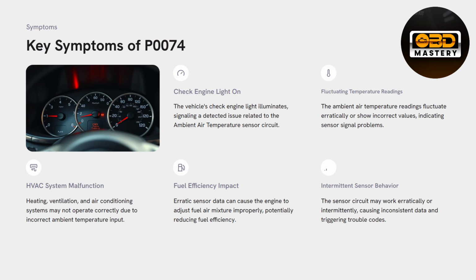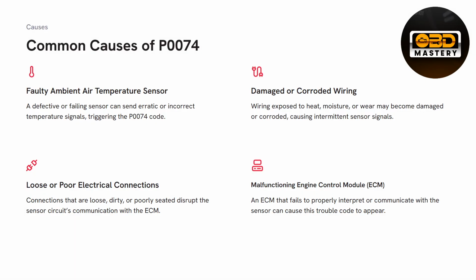Common causes of P0074. Causes: a defective or failing sensor can send erratic or incorrect temperature signals, triggering the P0074 code. Wiring exposed to heat, moisture, or wear may become damaged or corroded, causing intermittent sensor signals. Connections that are loose, dirty, or poorly seated disrupt the sensor circuit's communication with the ECM.